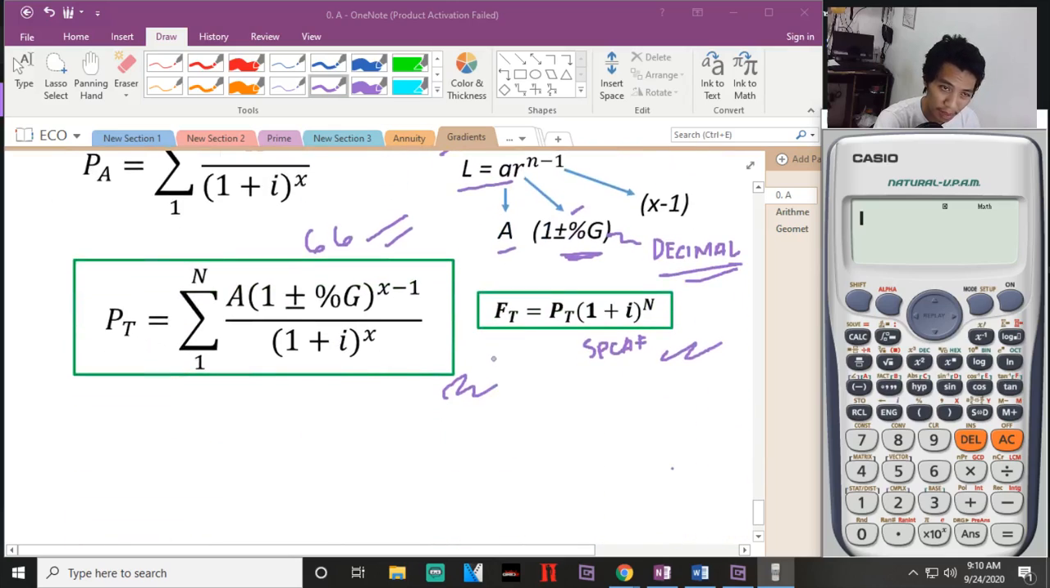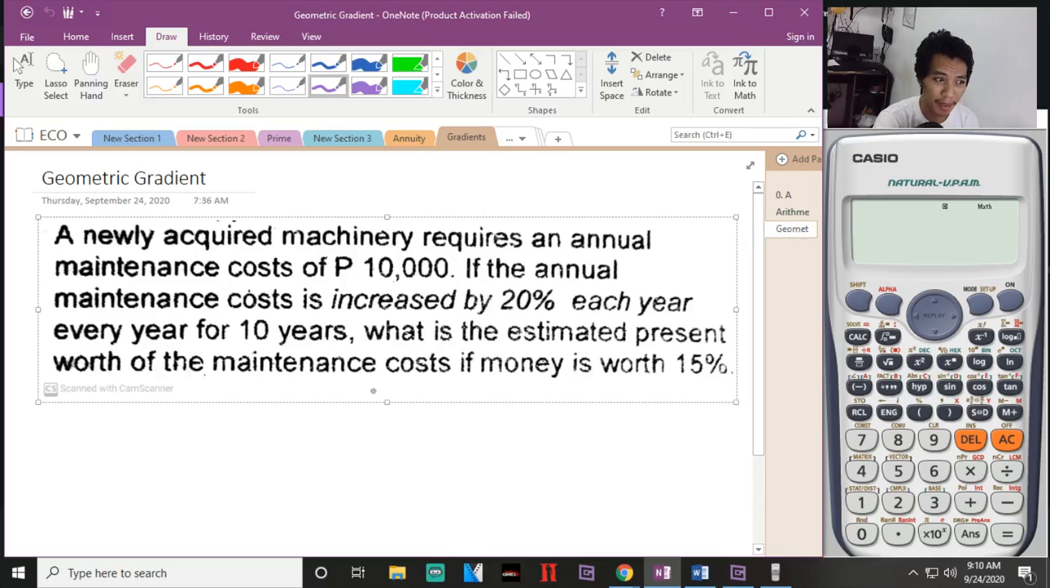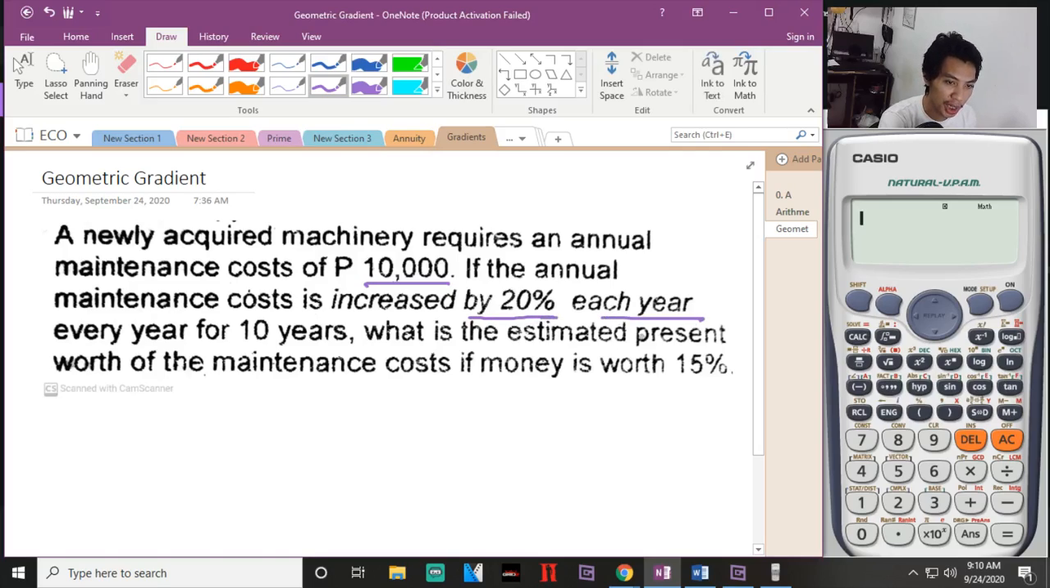Ayan. Meron pa isang problem dito. Gamitin natin. Recall. A newly acquired machinery requires an annual maintenance cost of 10,000 annual. If the annual maintenance cost increased by 20% each year, every year for 10 years, so meron kang N, what is the estimated present worth of the maintenance cost if money is worth 15%? So, you'll have to know the total of the present worth.